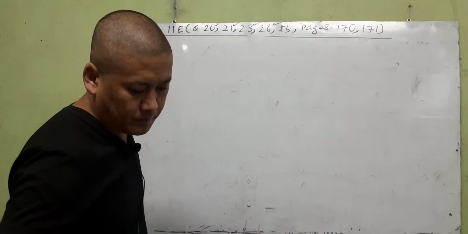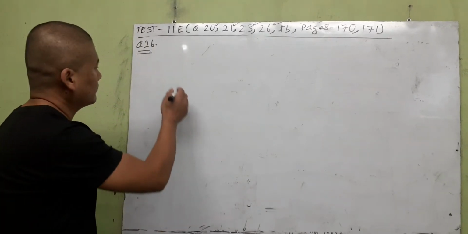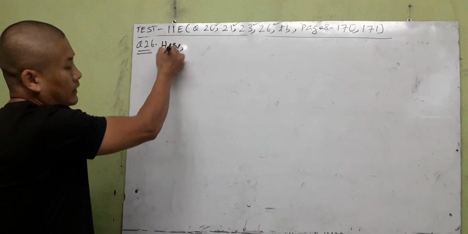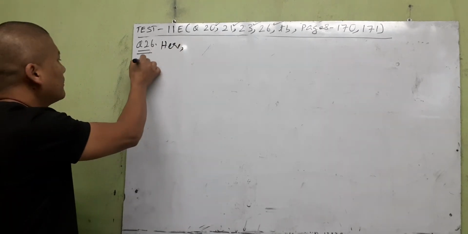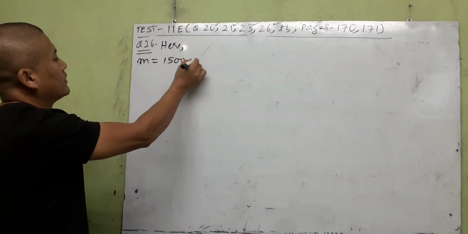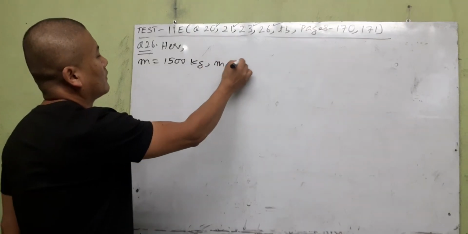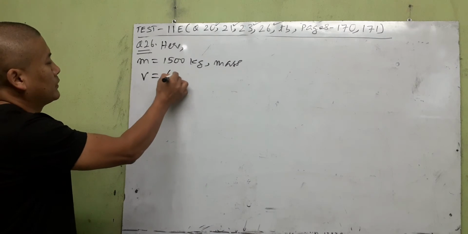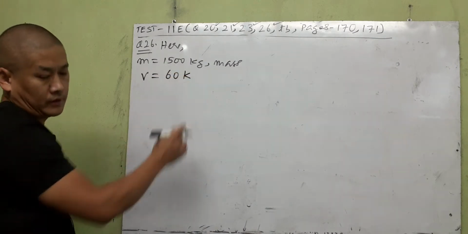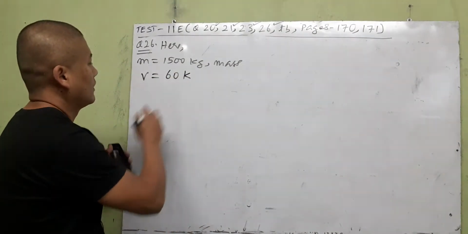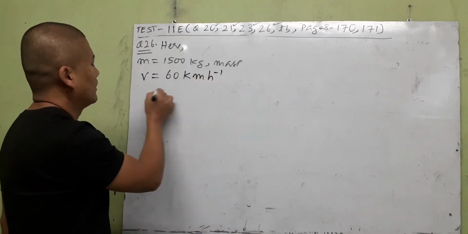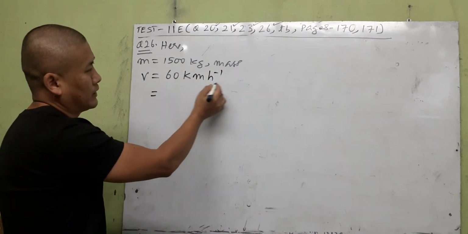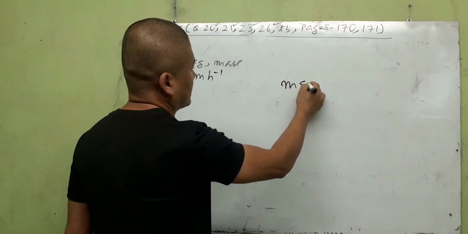Force required to stop the car. So as we read the question, we get here M, 1500 kg is the mass of the moving car. That's obvious. V, velocity with which it was moving, is 60 km per hour. So we need to change this one to SI unit. SI unit of velocity is meter per second.